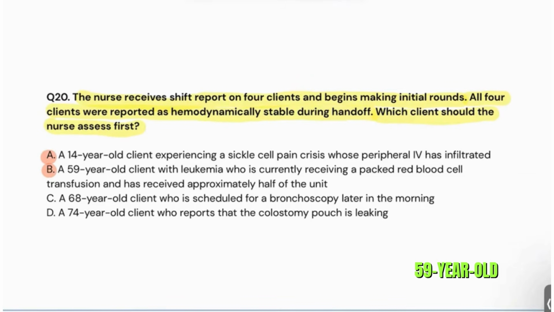Letter B, a 59-year-old client with leukemia who is currently receiving a packed RBC transfusion and has received approximately half of the unit. Letter C, a 68-year-old client who is scheduled for bronchoscopy later in the morning. Or letter D, a 74-year-old client who reports that the colostomy pouch is leaking. Pause the video.